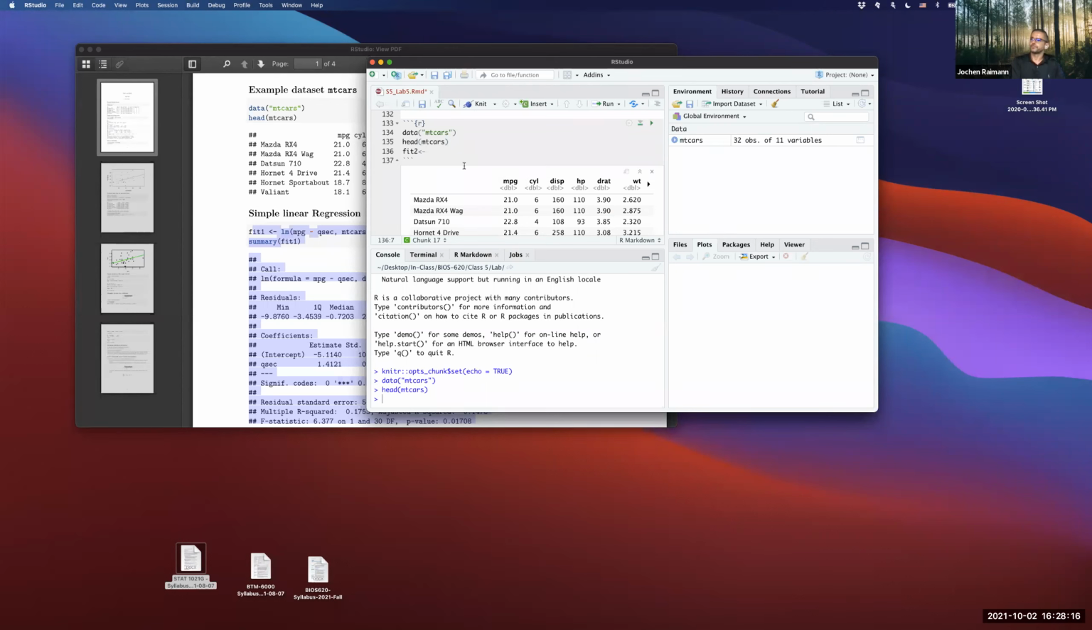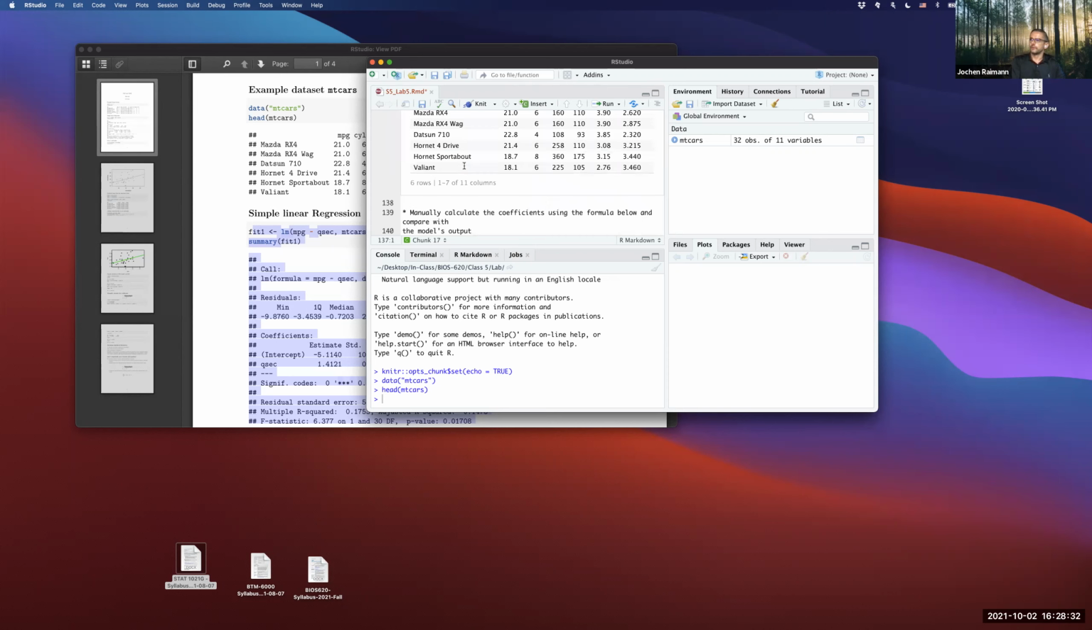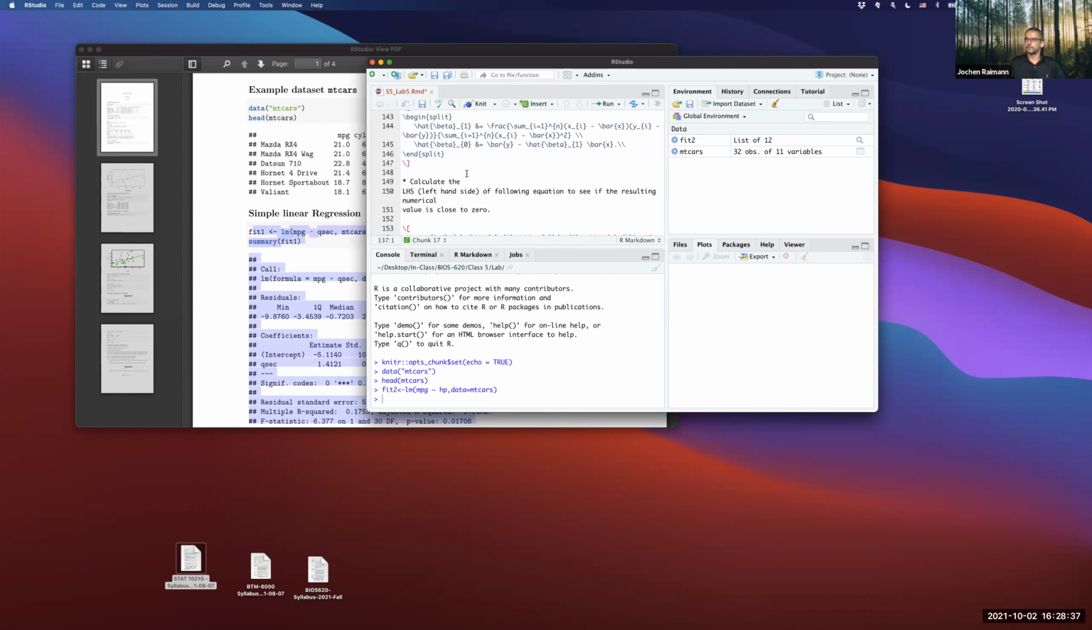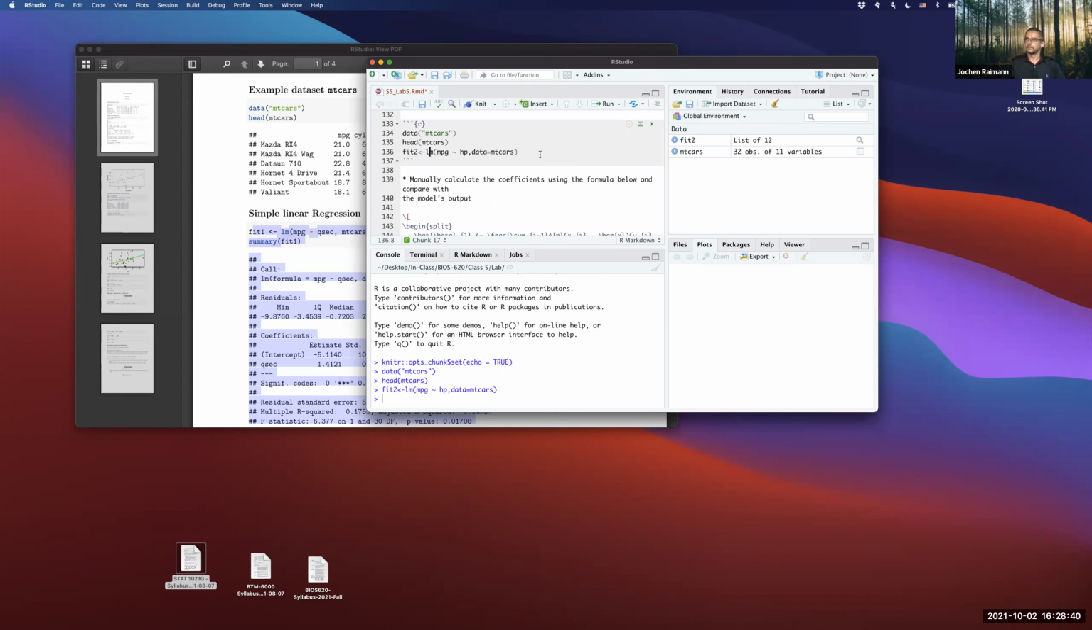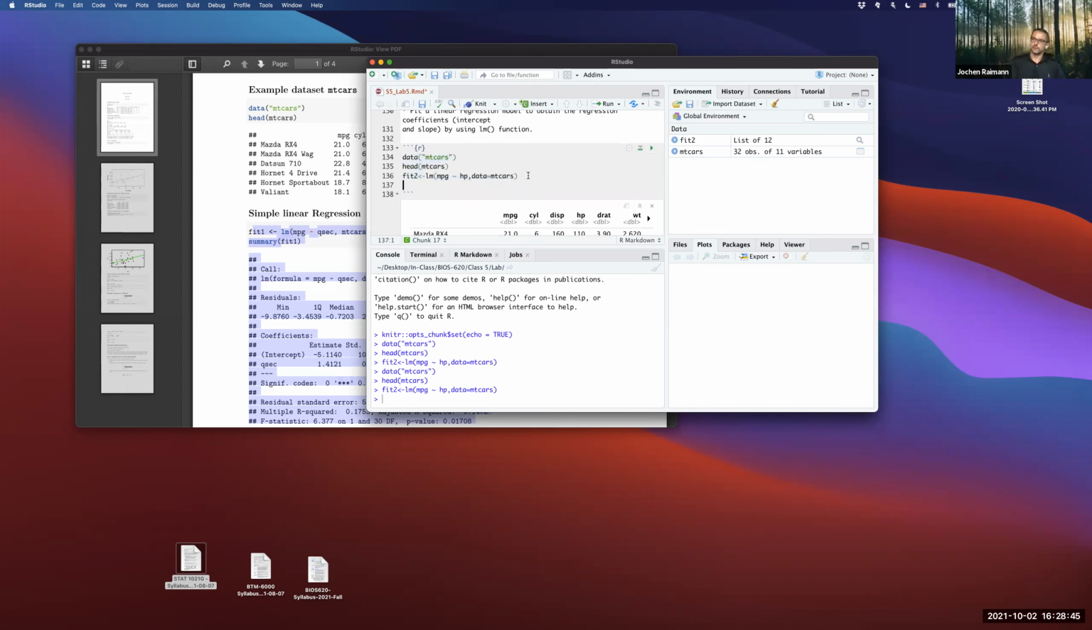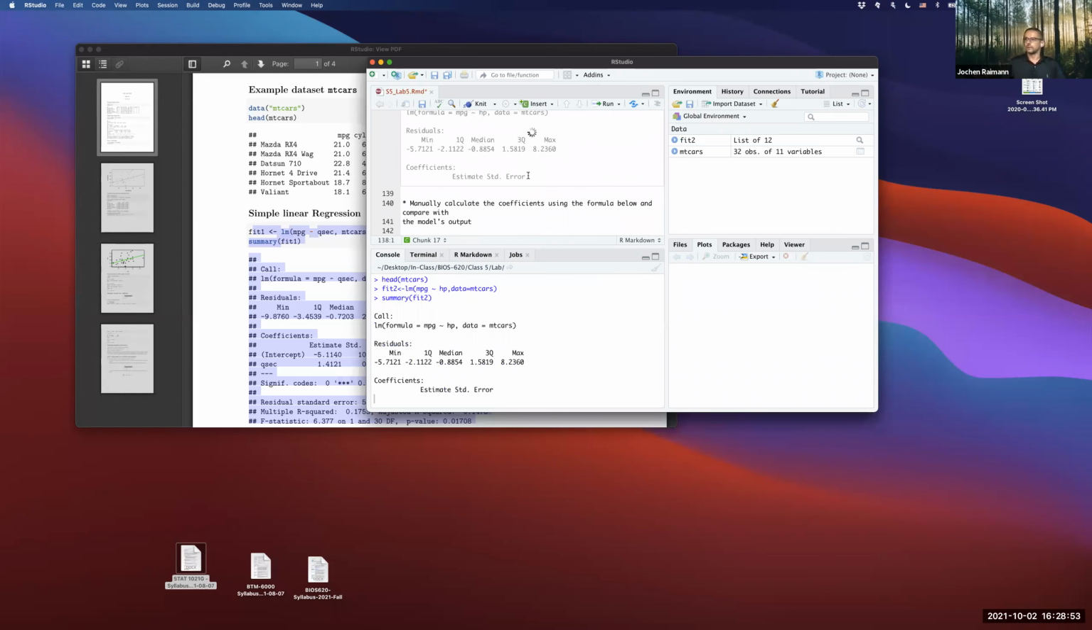Let's do fit two. lm can be miles per gallon as a function of HP, for example, data equals mtcars. So now we get as an output this fit2. With summary, we can display it. Summary fit2. We can now depict it.